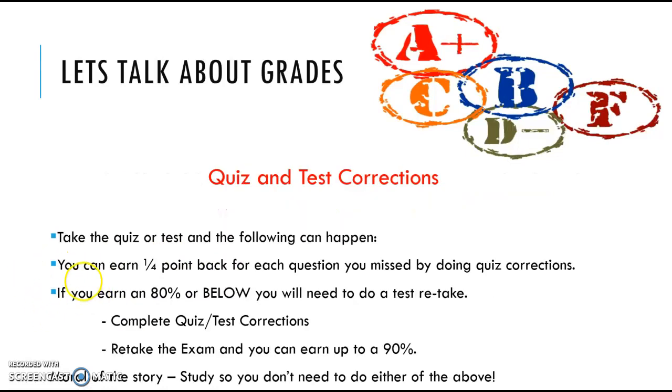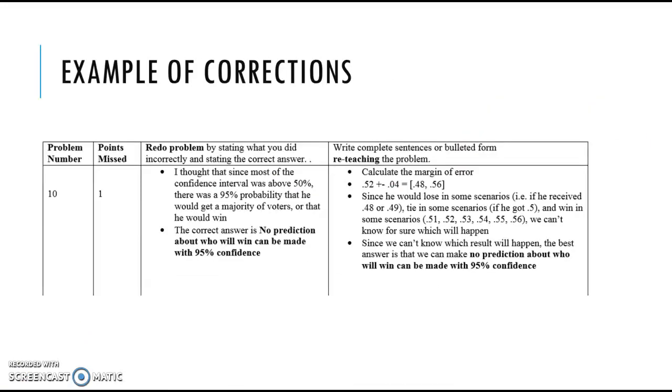Let's say that you did not do as well on a test or quiz as you had anticipated. You have the opportunity for quiz and test corrections. If you take a test or quiz and do not like the results, you can earn a 1/4 point back for each question you miss by doing quiz corrections. If you earned an 80% or below, you will need to do a test retake if you choose. How would you do that? You would complete the quiz or test corrections, and then you can retake the exam or the test, earning up to a 90%. I would say the moral of the story is study so that you don't need to do either of the above.